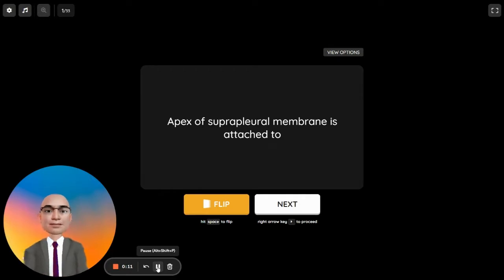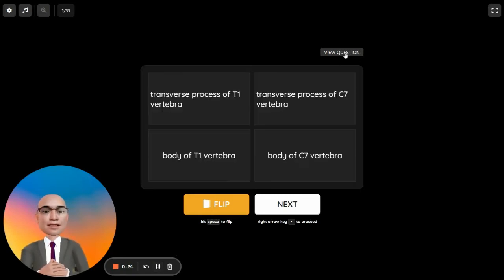First question was about the apex of suprapleural membrane. So the attachment of the suprapleural membrane was asked. Let us see the options. The transverse process of T1, transverse process of C1, body of T1 and body of C7 vertebra.